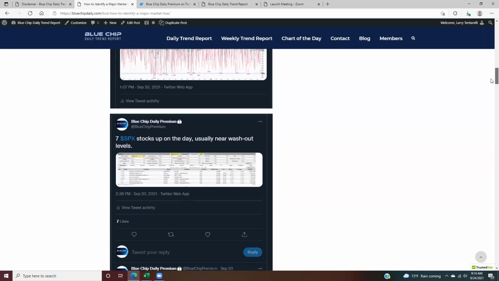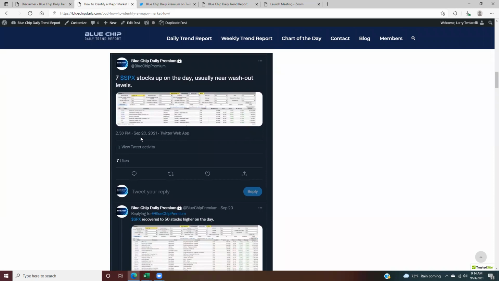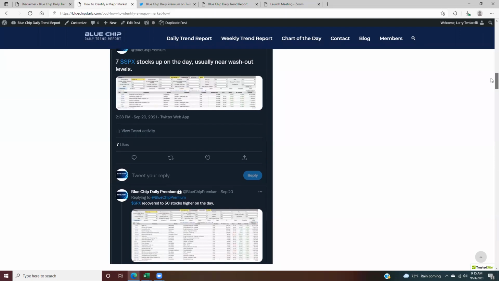Then about an hour and a half later, I posted, so this was still on Monday, right before the lows in the S&P, that there were 7 S&P stocks up on the day out of 500, which usually indicates a near-term washout level. Then we can see later on in the day, the S&P moved back higher. 50 stocks were higher on the day.